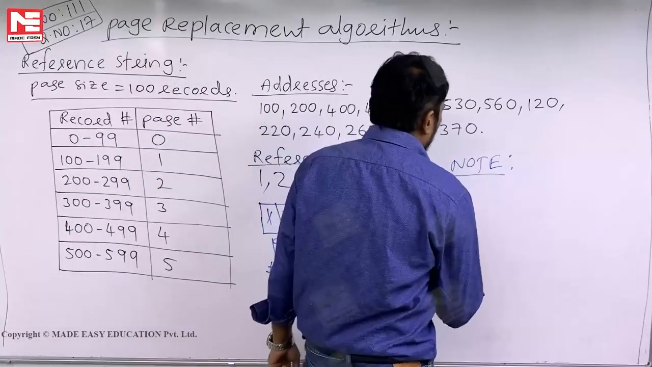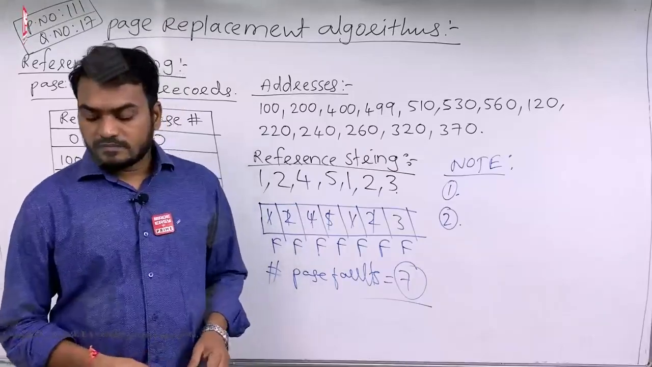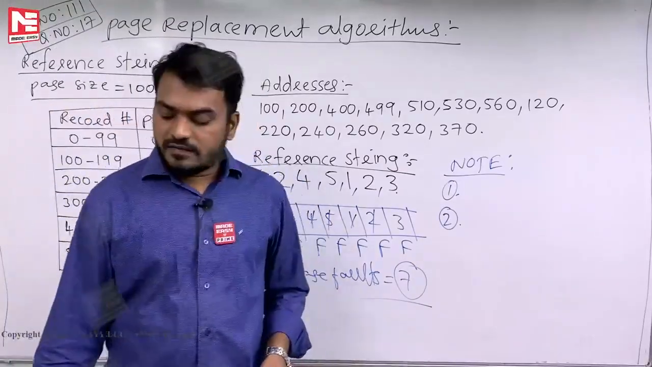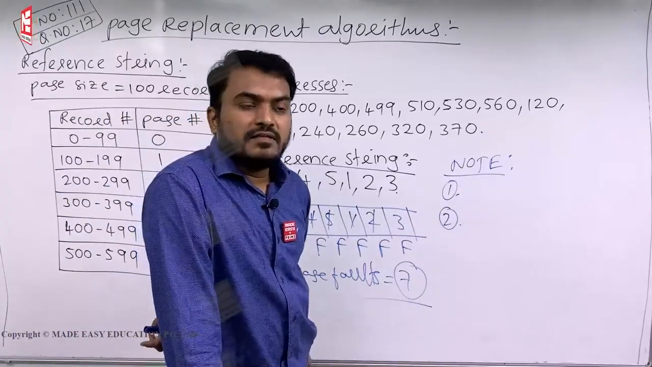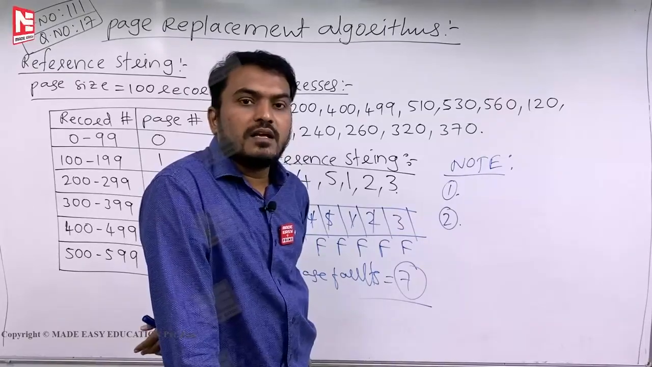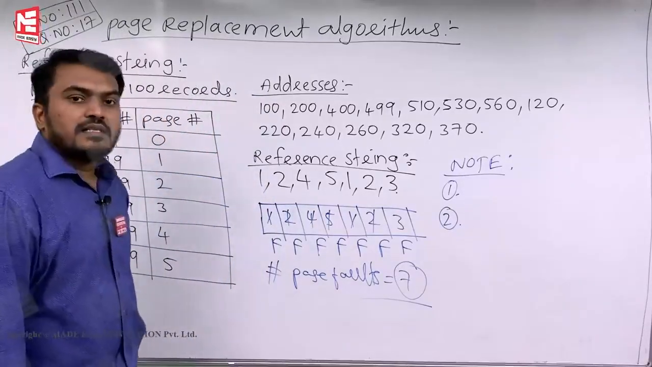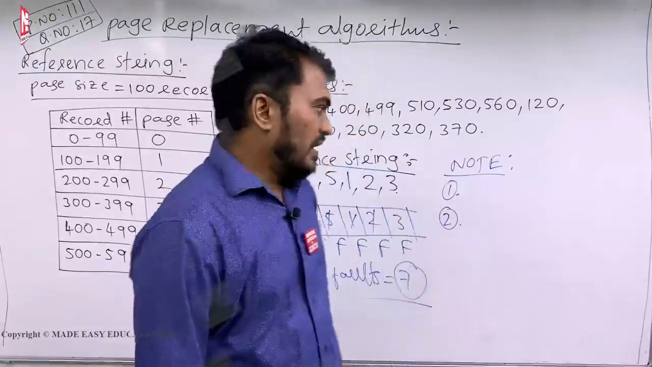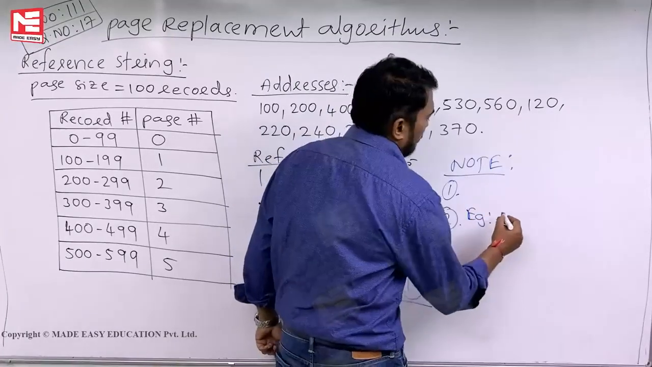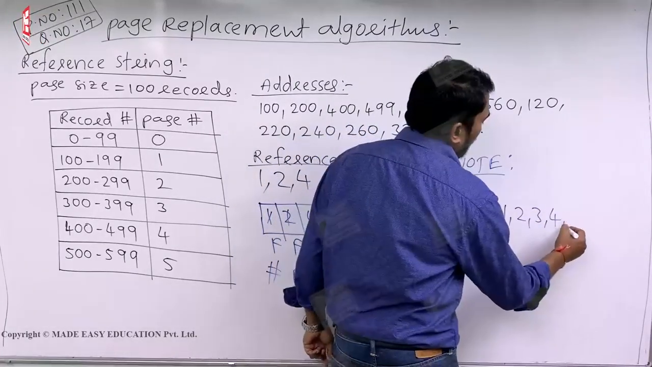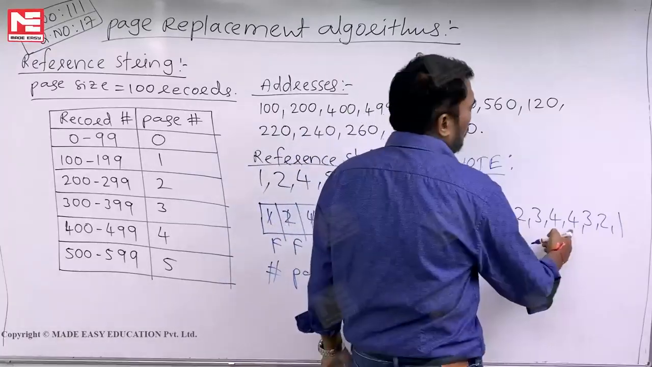Okay, next. Note down the second point. The reference string will never contain a continuous same page. Is that clear? So you can note down an example. Example इधर सुनो: 1 2 3 4 4 3 2 1.